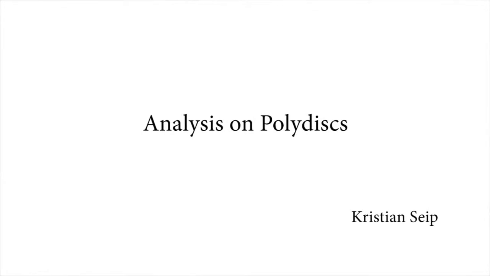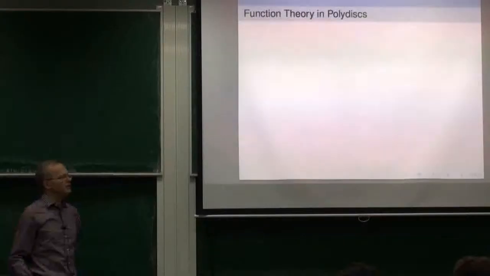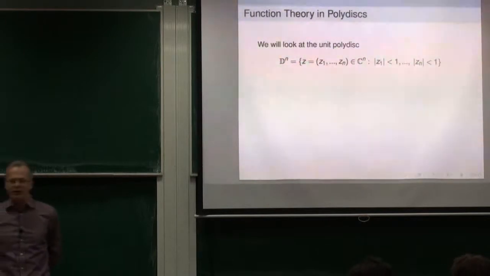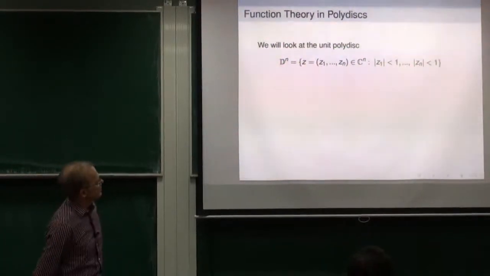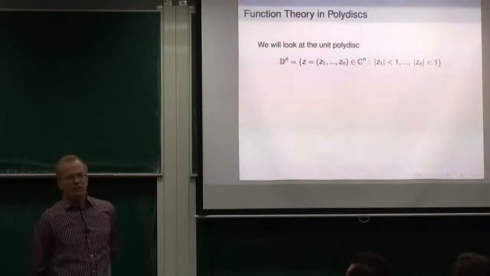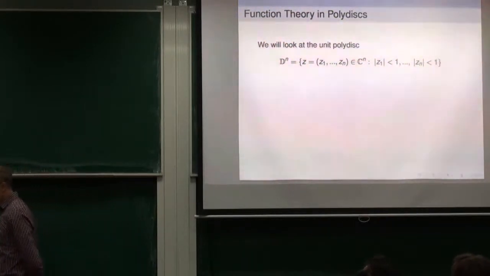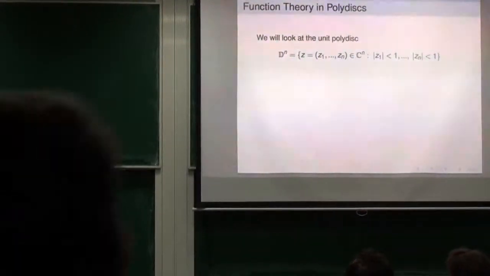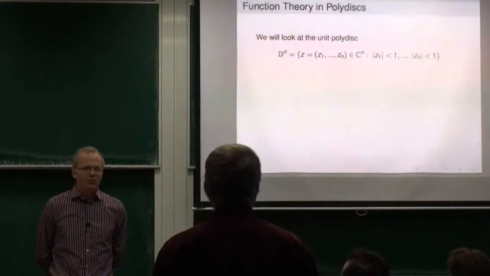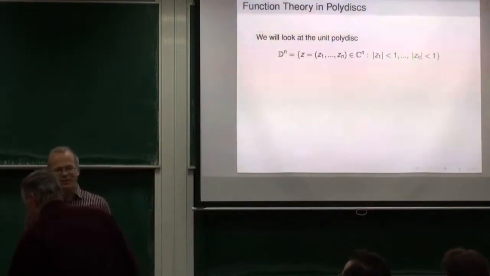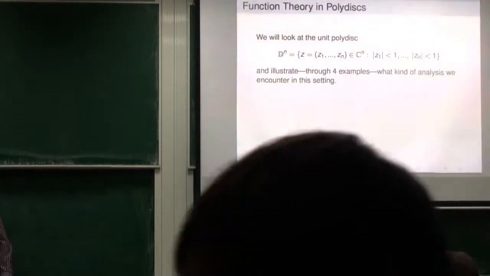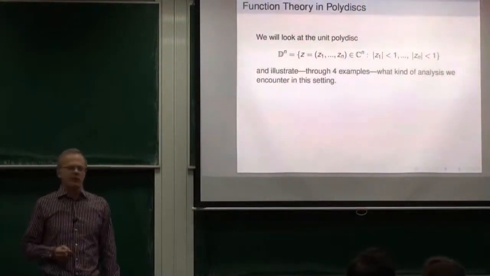So I will speak about the polydisc, function theory in the polydisc. It means we are looking at an object like this, D to the n, n copies of the unit disk. What I will do is show you what kind of analysis one may encounter, and it will certainly be with a personal touch, because it's mainly about what kind of analysis I myself have encountered in this setting. I will try to illustrate that through four examples.